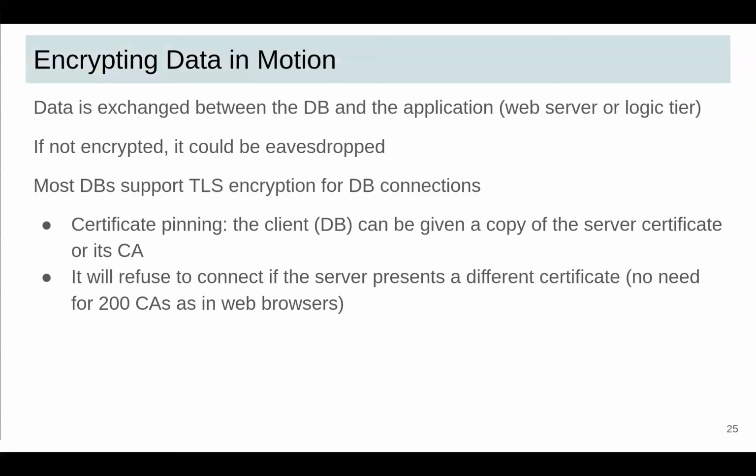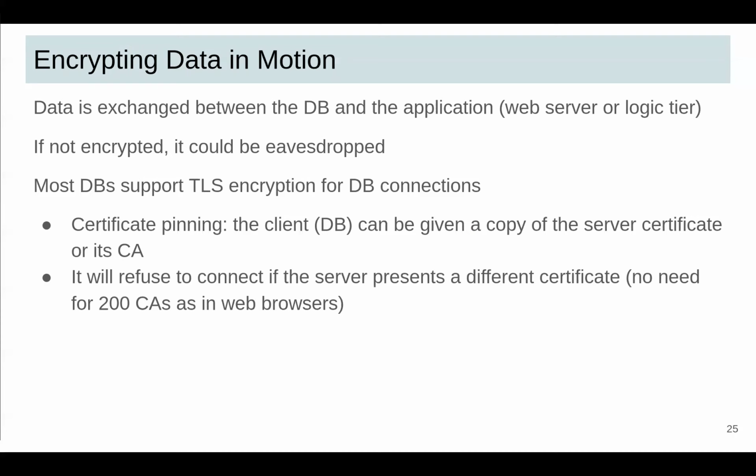Next is encrypting data in motion. Data is exchanged, in our running example, between the database and the application. If it's not encrypted, it could be eavesdropped. Most databases support TLS encryption for database connections. Pretty much straightforward: you slap on TLS, you communicate as you were communicating before, and TLS just gives you an encrypted channel from one end to the next.